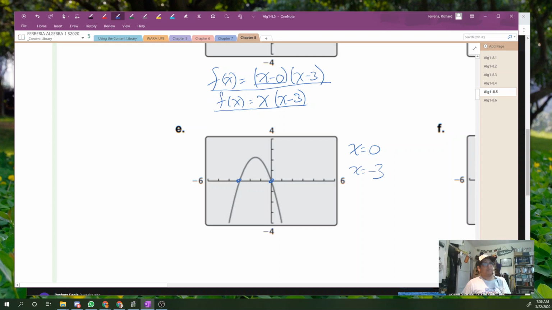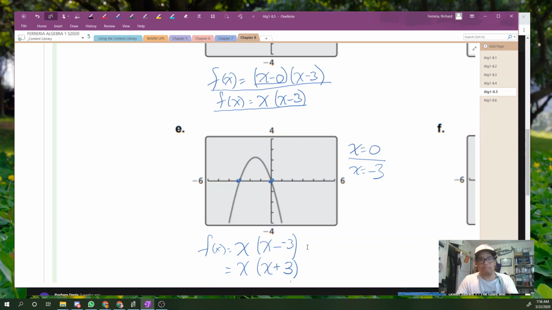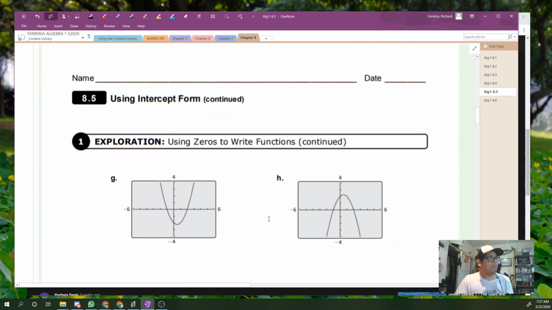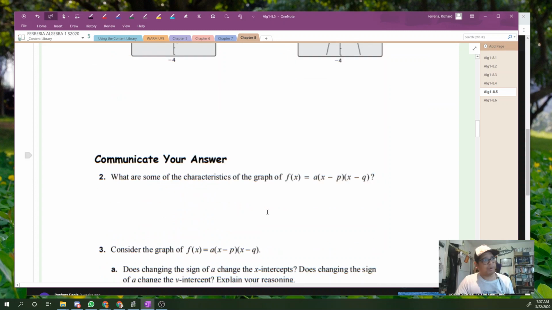So when I do this one, f of x will be, well, we've learned if x equals 0 is one of the roots, we don't have to write minus 0, we can just write x. And then this is x minus negative 3. Well, x minus negative 3 is a little bit redundant, so you'll always pretty much see that as x plus 3. Okay, let's move on to the rest of this. More stuff, you don't have to worry about those.